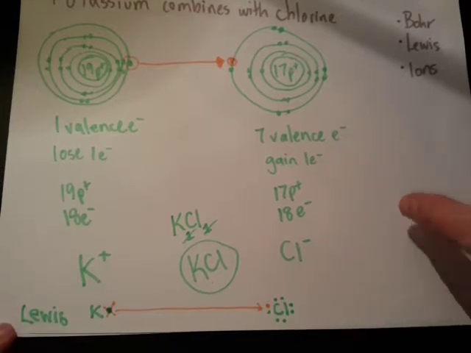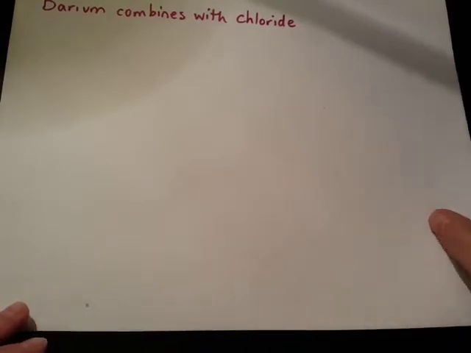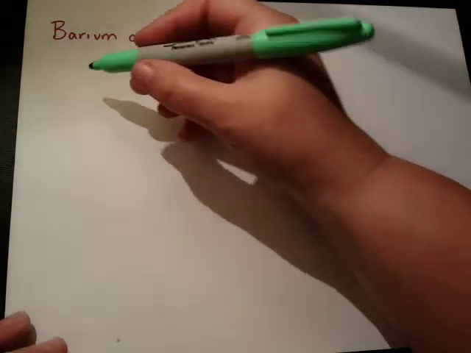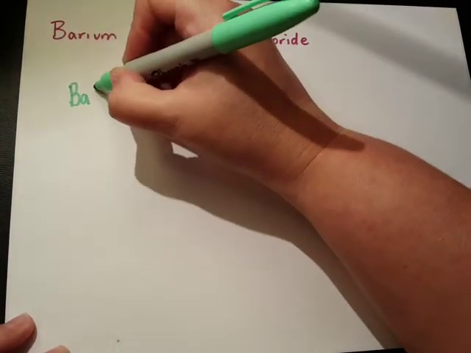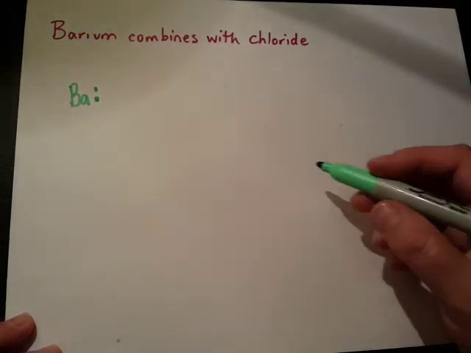So let's take a look at another set of elements, and we'll just use the Lewis dot diagram for that. So barium is in our group 2 elements. So we'll put our symbol down and put 2 electrons representing the 2 that are in its outermost valence shell.